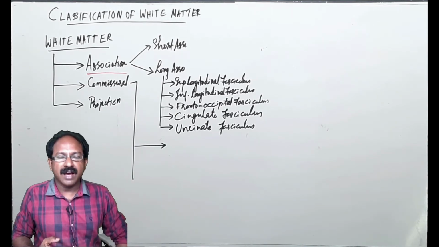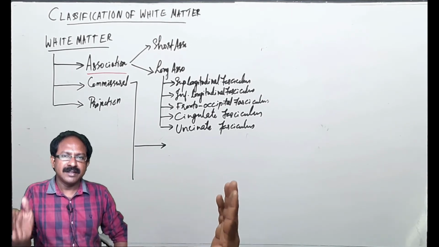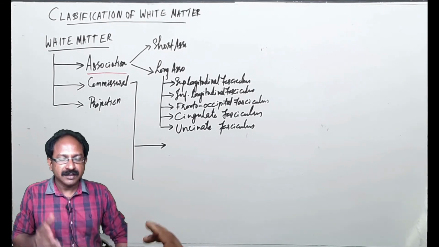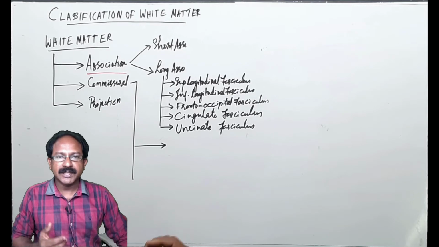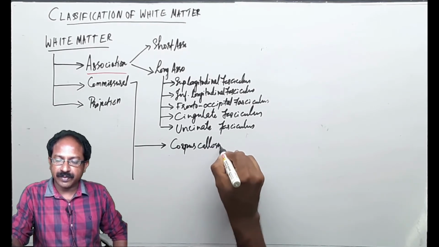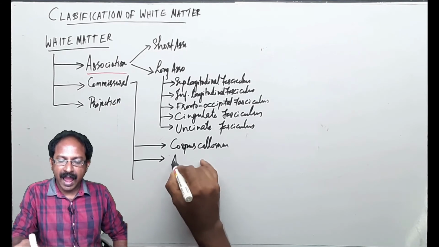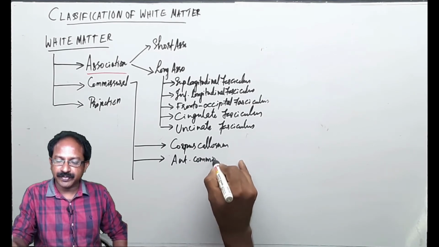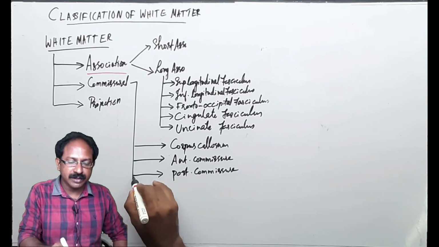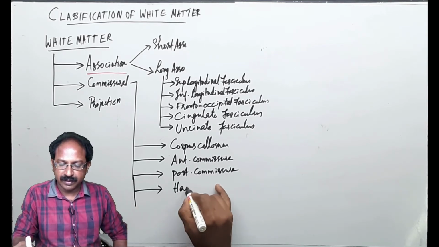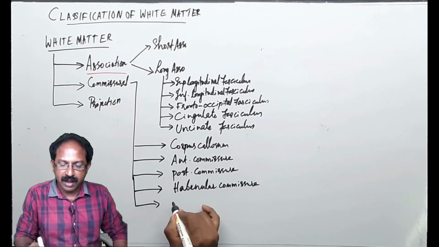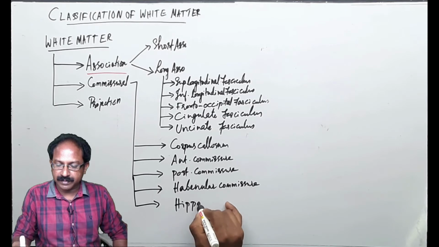Commissural fibers are white matter fibers which connect the similar grey matter of the opposite cerebral hemispheres. The largest of the commissures is the corpus callosum. Then there are the anterior commissure, posterior commissure, habenular commissure, and hippocampal commissure.